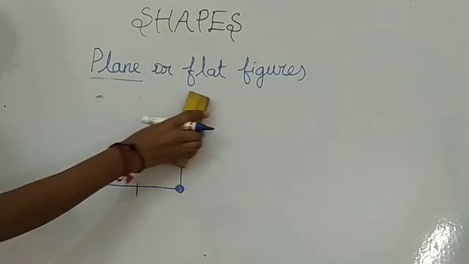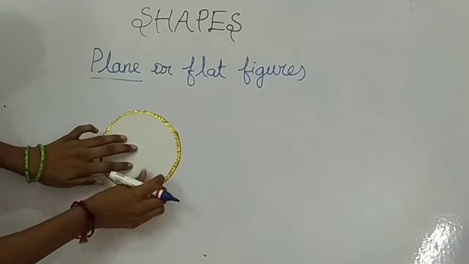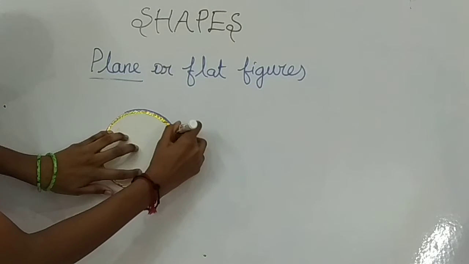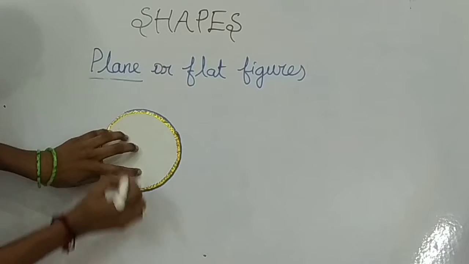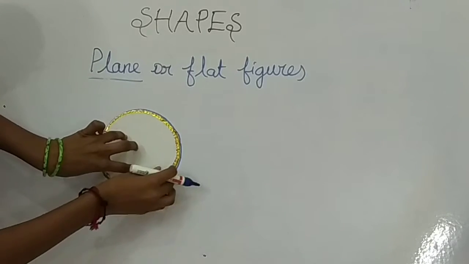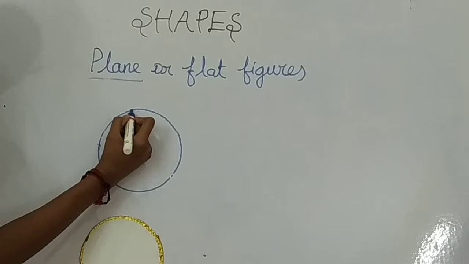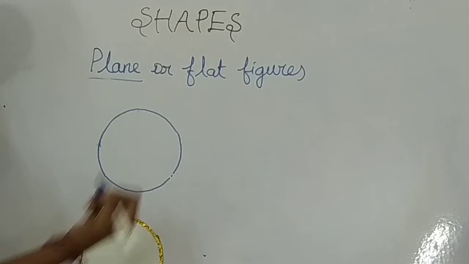Next, circle. You can use any circular object to draw a circle. A circle is a closed curve. It has no sides and no corners.